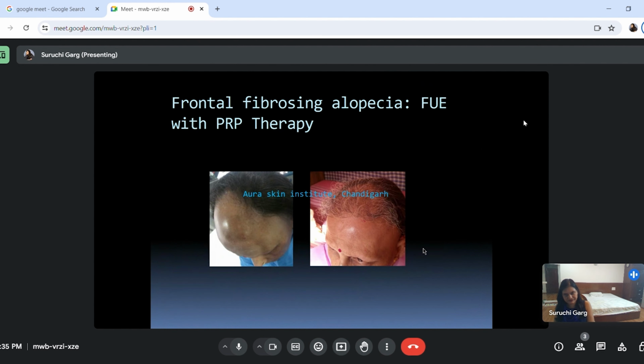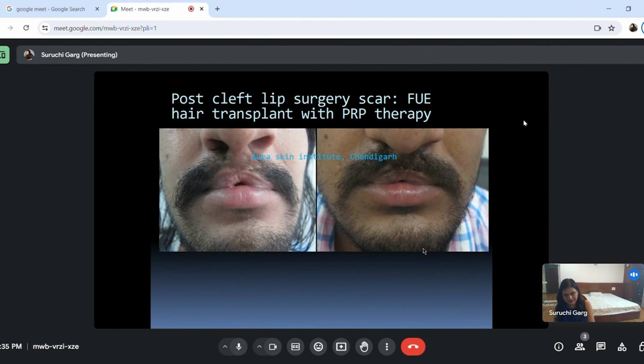This is a case of frontal fibrosing alopecia, a very difficult condition to treat, and we have done the FUE hair transplant with PRP therapy, and this was the result after 8 months. This is a case of post-cleft lip surgery scar, and we've done FUE hair transplant with PRP injection. I also injected the PRP in the lip, and you can see that the defect has reduced almost by 50% over the lip area as well.